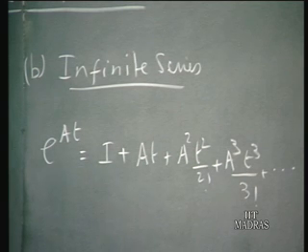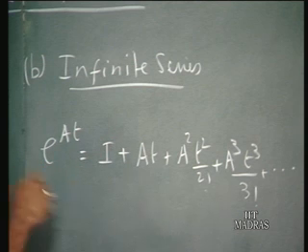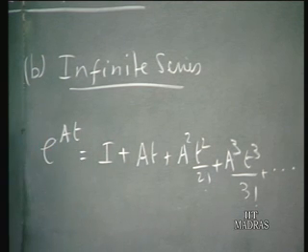Therefore, you can think of calculating e to the power of At by taking the infinite series for each one of these terms which are present in this matrix. And for the useful systems where stability is ensured, this is a convergent series. Therefore, depending upon the accuracy which you need, you can go up to a certain number of terms and stop there.